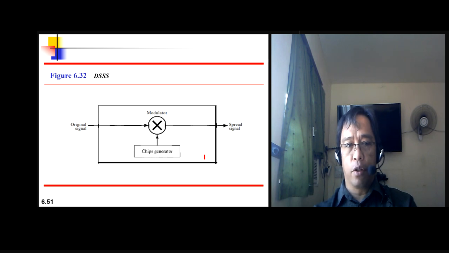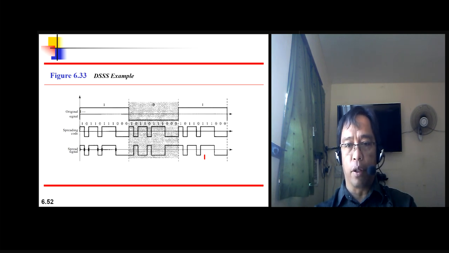Figure 6.32 illustrates that the original signal passes through the chip generator, then the output becomes the spread signal. As an example, let us consider the sequence used in wireless LAN, the famous Barker sequence, where N is 11. Assume that the original signal and the chips in the chip generator use polar non-return-to-zero encoding. Figure 6.33 shows the chips and the result of multiplying the original data by the chips to get the spread signal. In the graph, the original signal code is 1.